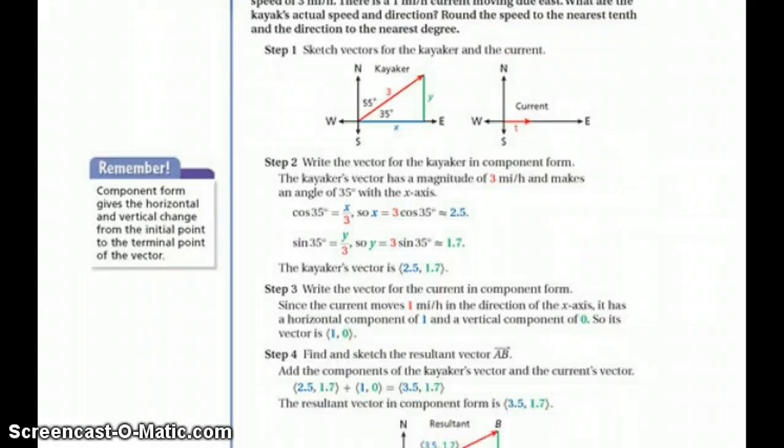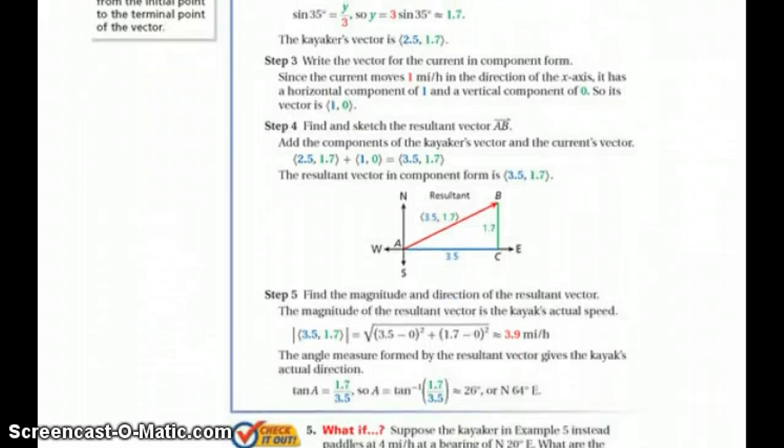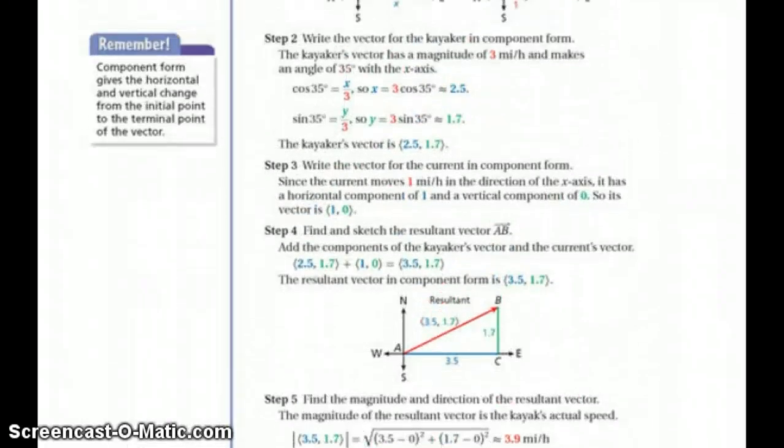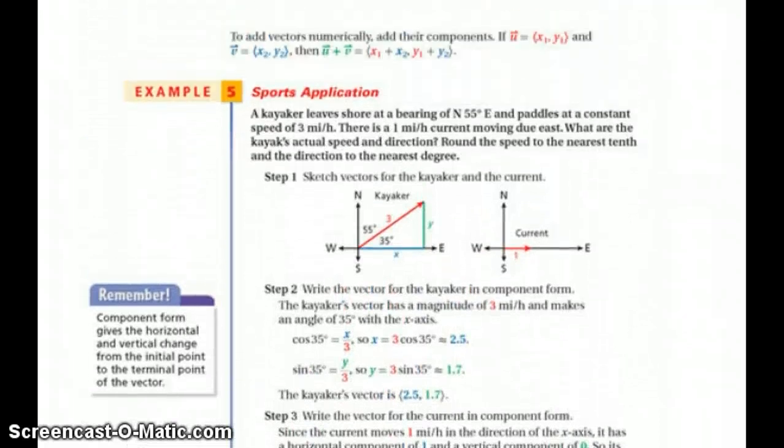Again, there are lots of different examples that you can go through and talk about different kinds of vectors. A lot of times in science or in physics, things like that, you'll see a lot of vector problems.